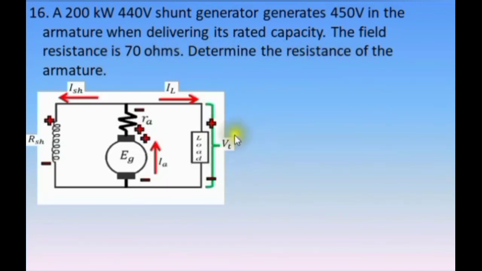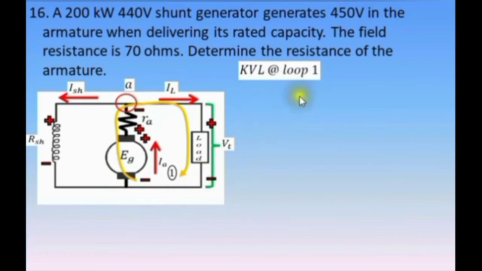The terminal voltage of this shunt generator is 440 volts. Its rated capacity is 200 kilowatts. The generated EMF inside the armature is 450 volts. Shunt field circuit resistance is 70 ohms. We are asked to determine the resistance of the armature, that is RA. Again, we will be needing this node and this loop for this problem. Now let's establish the equations that we will be needing.